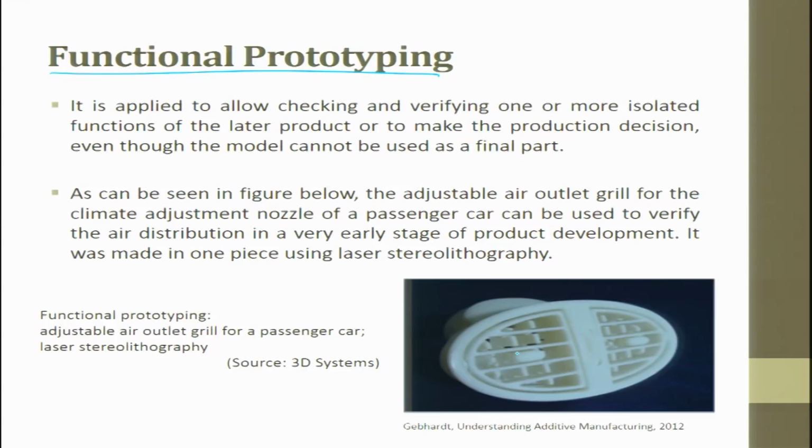As can be seen in the figure below, the adjustable air outlet grill for the climate adjustment nozzle of a passenger car can be used to verify the air distribution in a very early stage of the product development. It was made in one piece using laser stereolithography. So, laser stereolithography was the process which we discussed till now, and 3D Systems is a company which develops this. So, this is a filter, this is an adjustable nozzle head, and then this can sweep and try to mix the air inside a car.